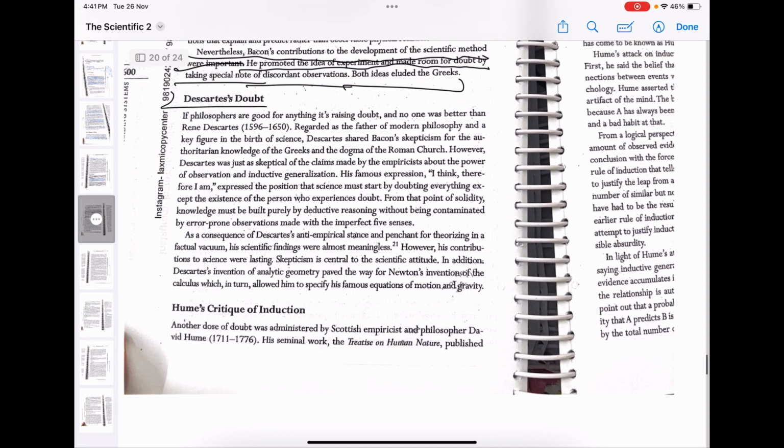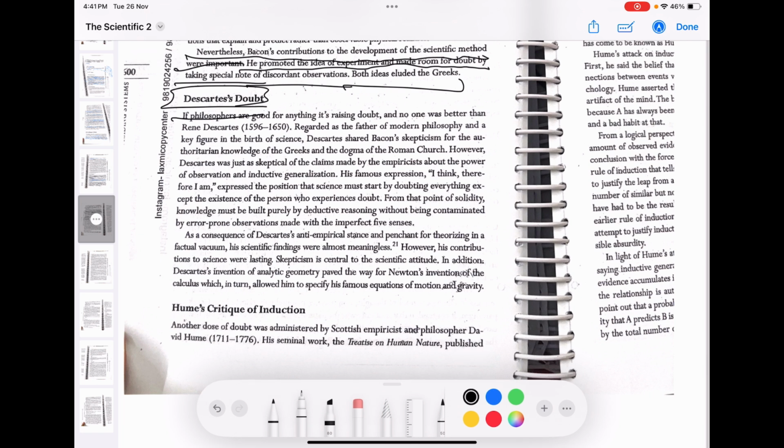Next, let's see Descartes' doubt. If philosophers are good for anything, it's raising doubt, and no one was better than René Descartes. Regarded as the father of modern philosophy and a key figure in the birth of science, Descartes shared Bacon's skepticism for the authoritarian knowledge of the Greeks and the dogma of the Roman Church.